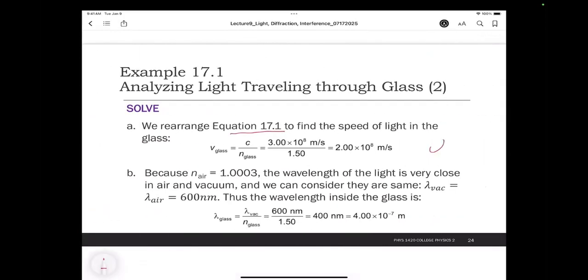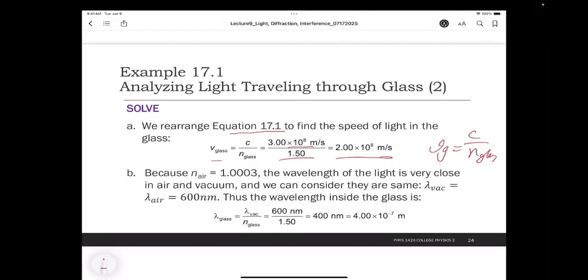Yeah, like v_glass equals c divided by n_glass. I think then you can easily get the light velocity in glass from this equation. Am I right? Because in air n equals 1.003, the wavelength is very close in air and vacuum, so we can consider them the same. Yeah, we have already talked about that.